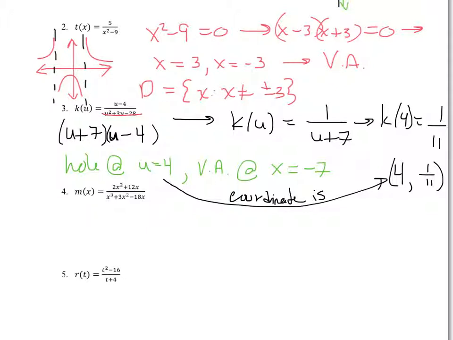Check your number 3 to make sure you got the same. Please check your hole portion for this one. The denominator factors into (u + 7)(u - 4). The u - 4 cancels, which tells us there's a hole at 4, and a vertical asymptote at -7. Here's the simplified form. We take the hole, which is 4, and plug it into the simplified form. K of 4 is 1 over 4 + 7, or 1 over 11. Here's the hole's location and coordinate. Here's the vertical asymptote. Finish these up for homework, please.